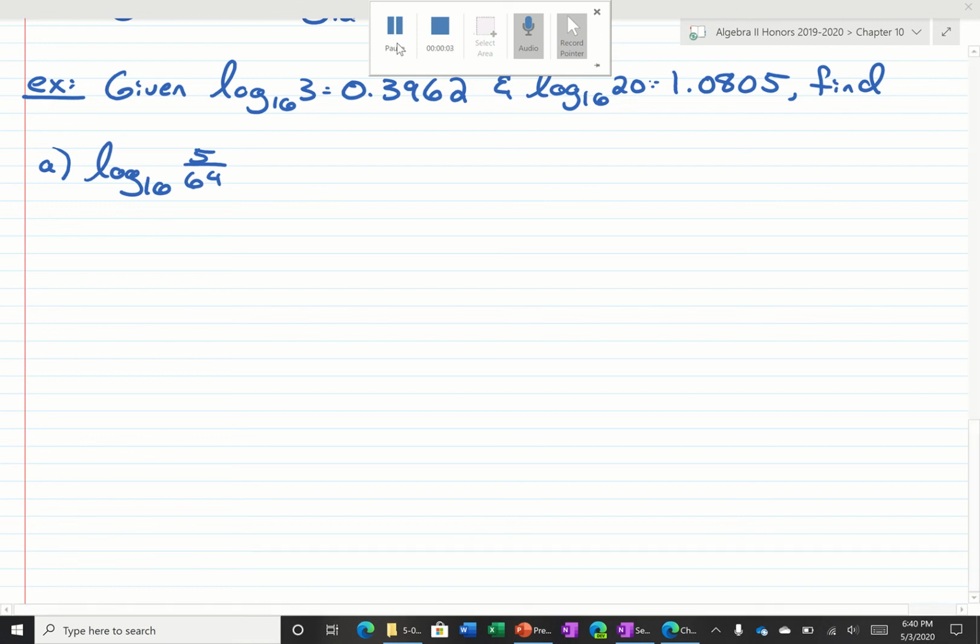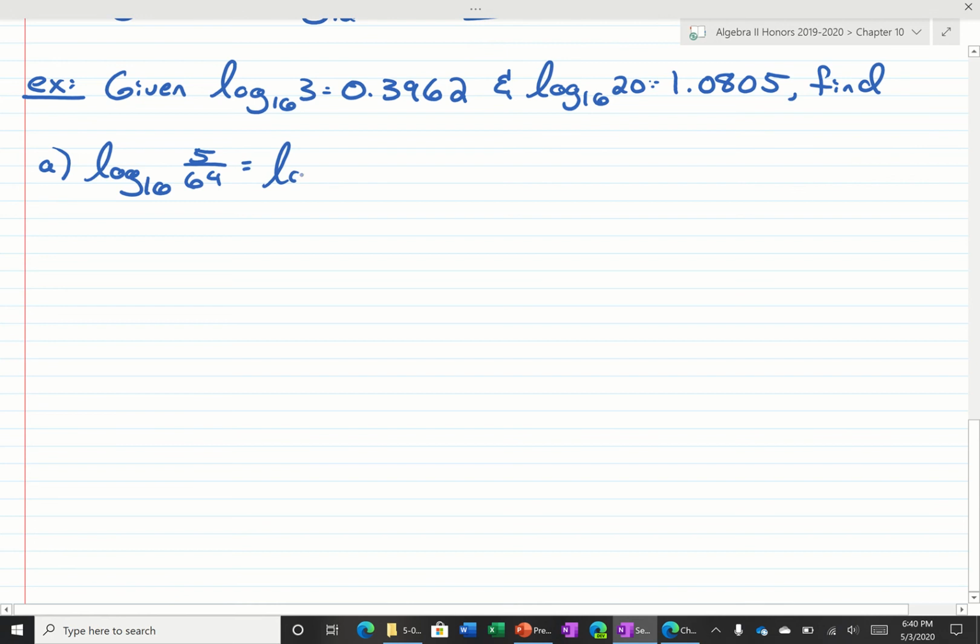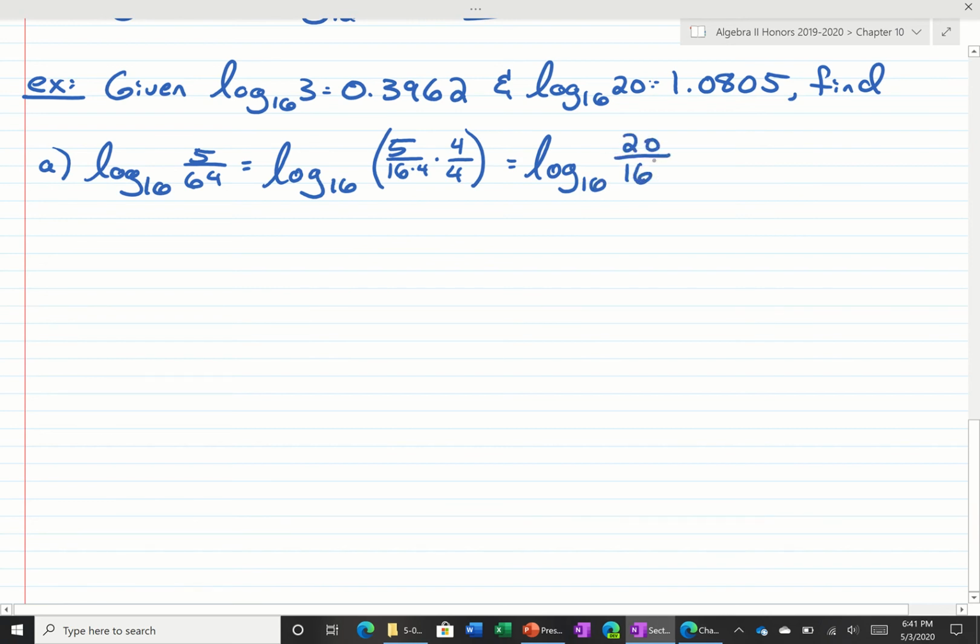Alright, so this one's a little bit harder, but I know that 64 is really just 16 times 4. And you have to try to figure out, how can I use 3, 16, and 20 to come up with this? Well, it's really hard, but if you think about it, you could multiply top and bottom by 4 over 4. And by doing that, what you wind up getting is log base 16 of 20 over 16 times 16.